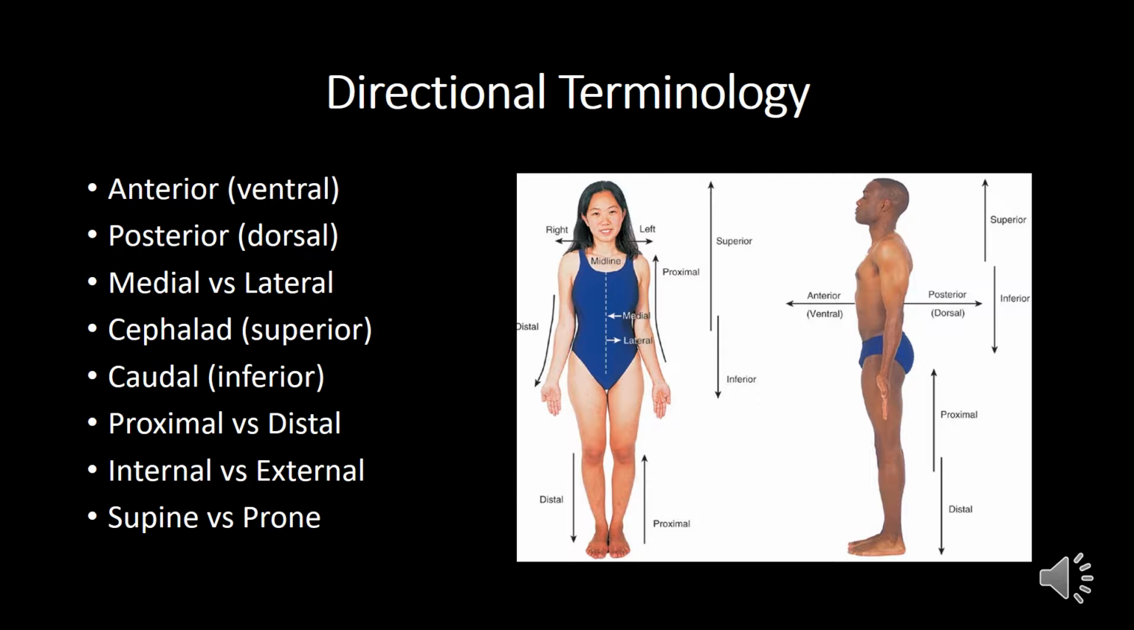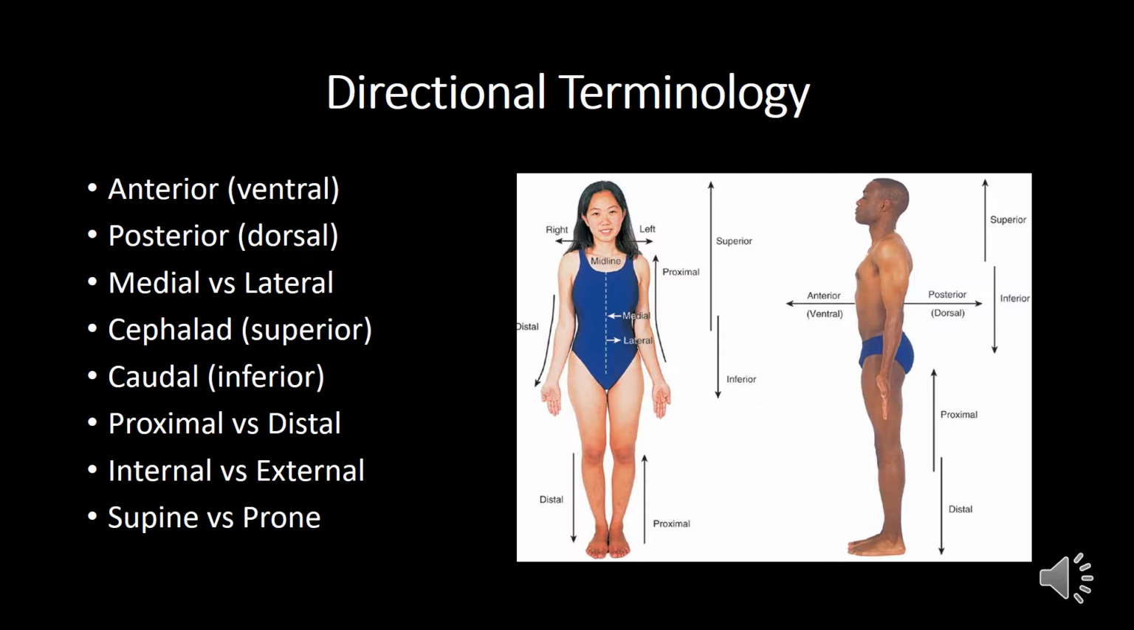Next we have proximal versus distal. So proximal is going to be closer to the point of attachment. Distal is farther from the point of attachment. What's point of attachment? Think joints, the limbs. So if we say, let's look at the fingers, okay? The fingers are distal to the elbow because they are farther from the point of attachment, being the shoulder. If we look at the elbow, it is proximal to the wrist because the elbow is going to be closer to the point of attachment.